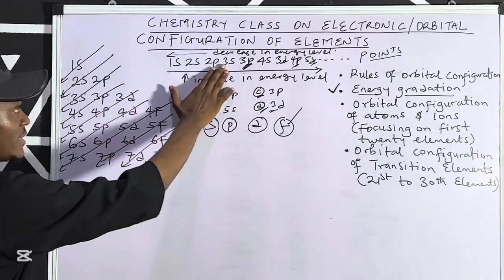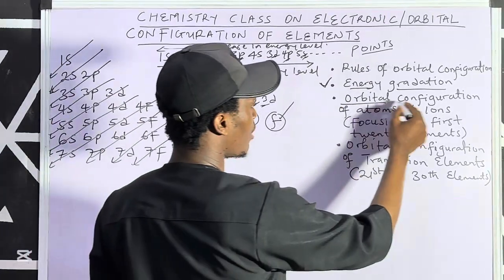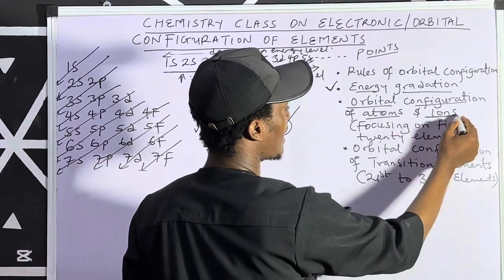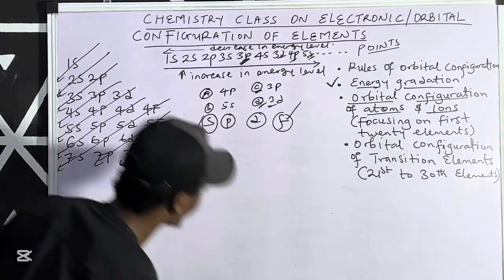We are still going to use this energy gradation profile to tackle questions pertaining to orbital configuration of atoms and ions. That will be the next point that we want to look at now.